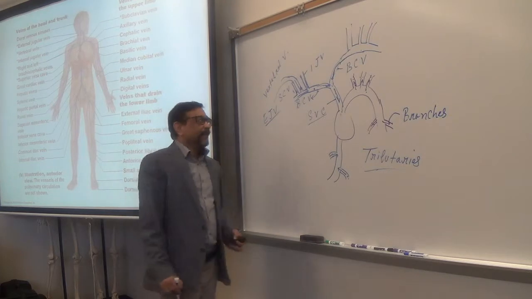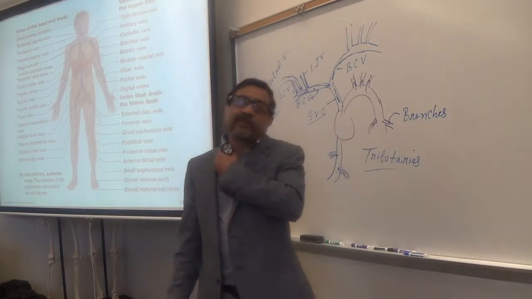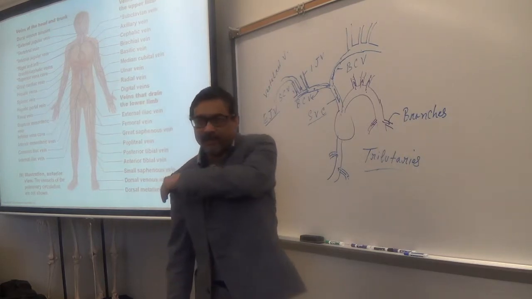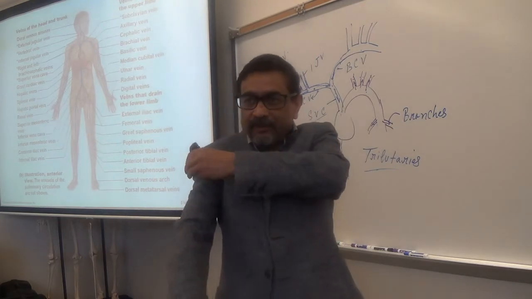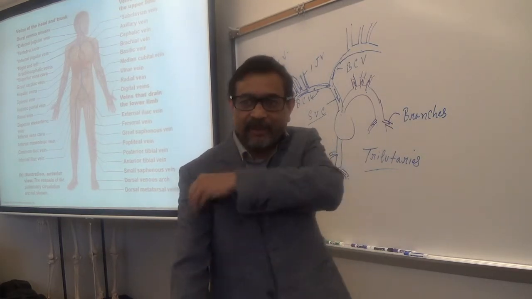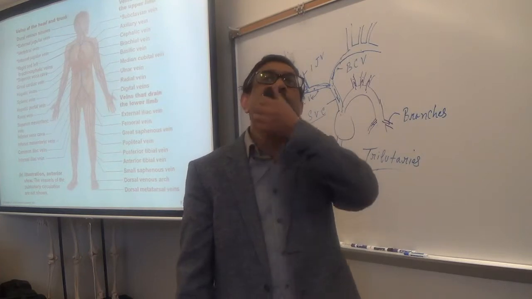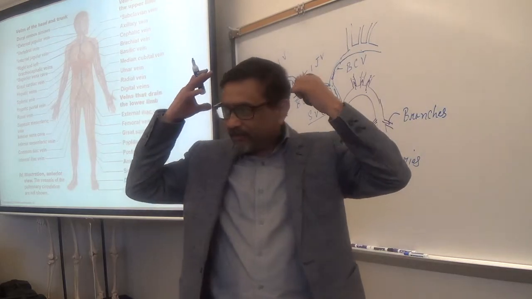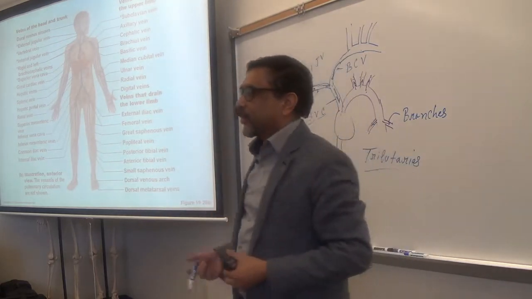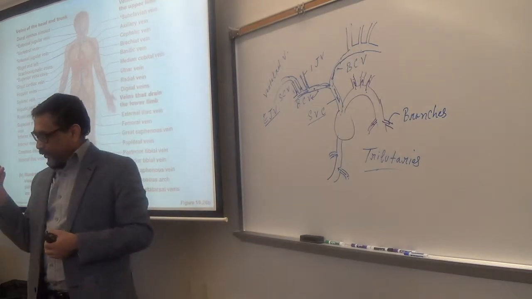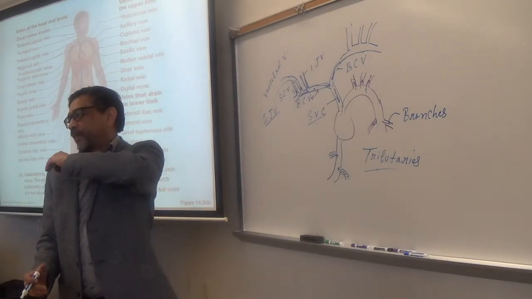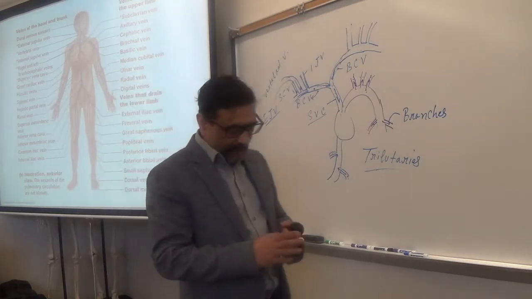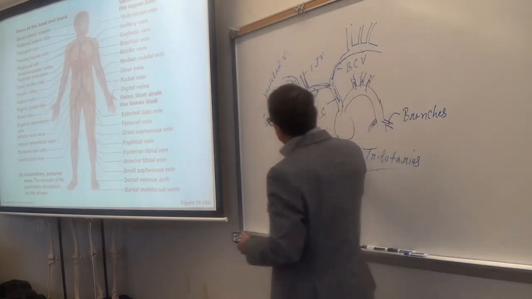Okay, then subclavian. Subclavian means what? Under the clavicle. Remember in last class I said under the clavicle. That means it will go towards the upper limb. Makes sense? Subclavian. And internal and external jugular will go towards the head. Makes sense? Because they are going this way. So internal, external jugular go towards the head, and subclavian under the clavicle towards the arm. Make sense? Okay. So let's first talk about the subclavian.